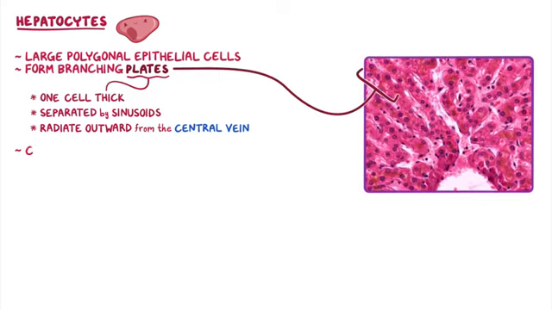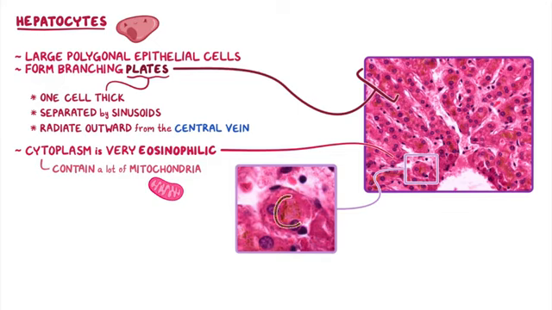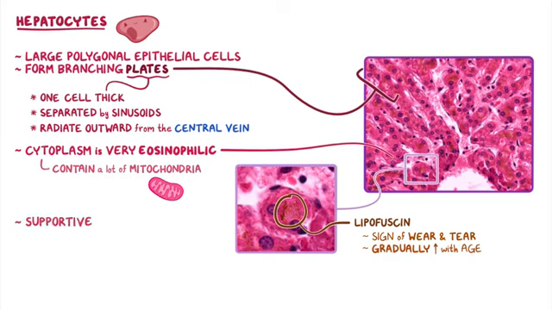The hepatocyte cytoplasm is very eosinophilic, or pink, because they contain a lot of mitochondria. Many of the cells in this image also have fine brown granules within the hepatocytes, called lipofuscin. These granules are considered a sign of wear and tear, and it's normal to see the amount of lipofuscin gradually increase with age. The hepatocyte plates have a supportive tissue or stroma of reticulin fibers.